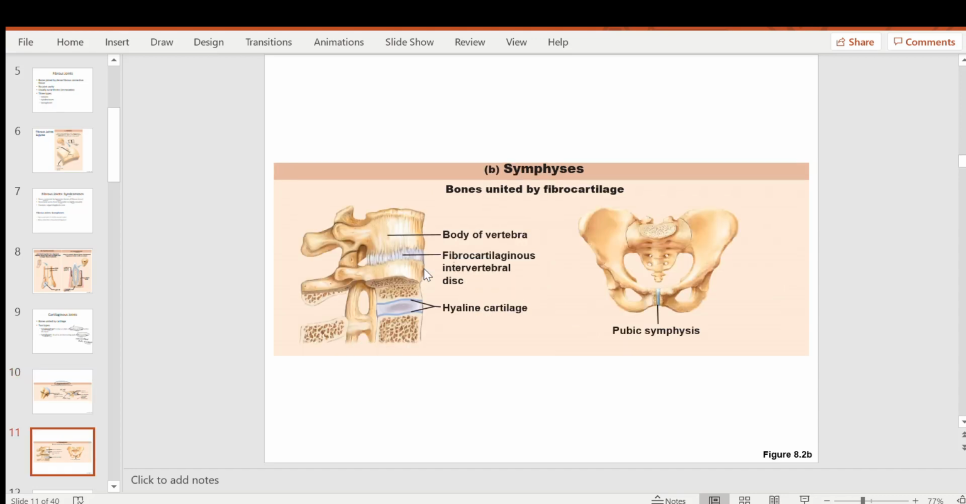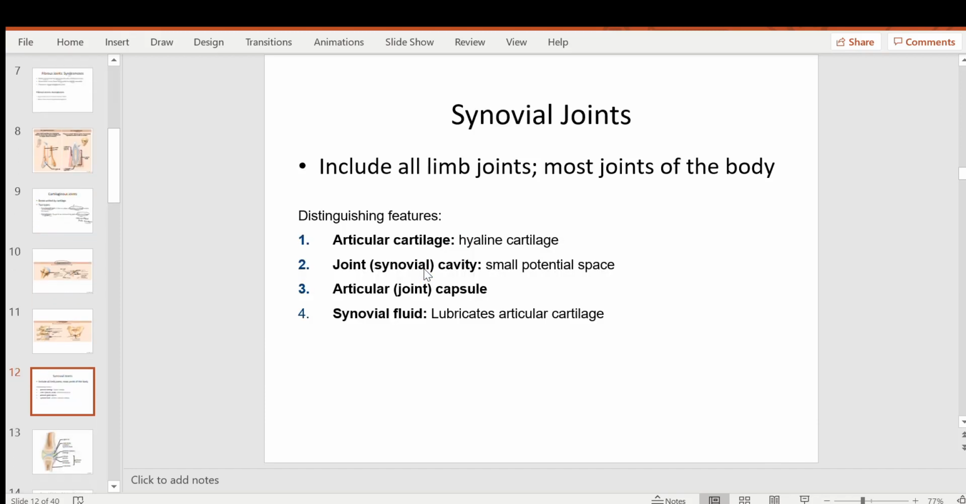Symphysis, as I mentioned, is fibrocartilage in between the bodies of the vertebrae, so this is symphysis. And two hip bones are joined by this fibrocartilage here. So this is also a symphysis type joint called the pubic symphysis.